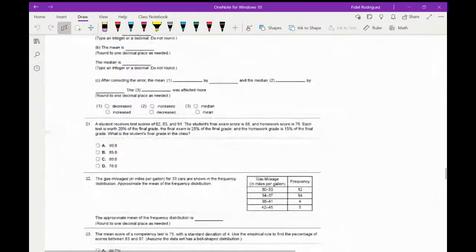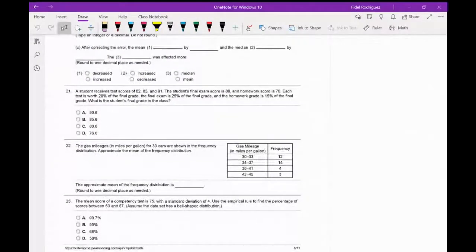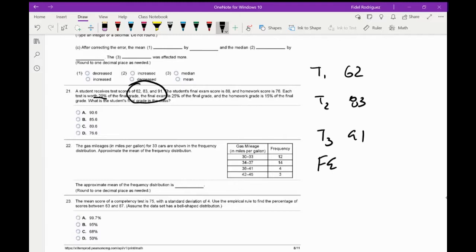Okay, so here are each of my test scores, right? 62, 83, 91. And it tells me that each test is worth 20% of the grade. So the way I'm going to do this is I'm going to put test 1, test 2, test 3, right? Test 1, they got a 62. Test 2, they got an 83. Test 3, they got a 91. Okay, and then we have the final exam, which was an 88. And then we have the homework, and the homework grade was a 76.